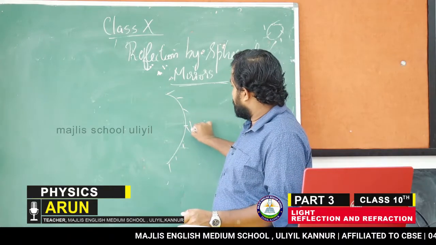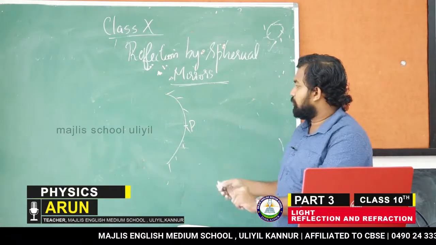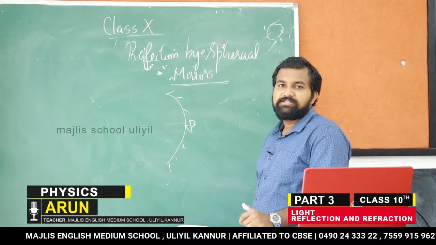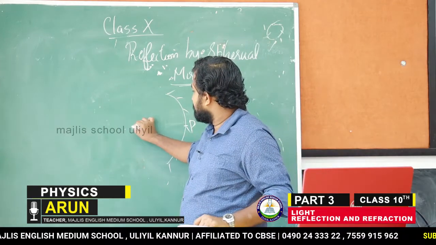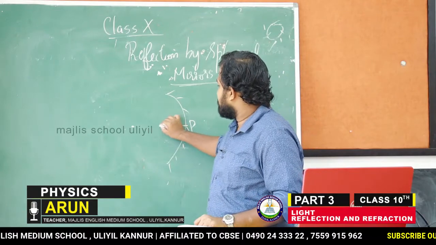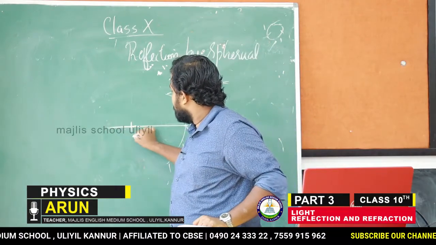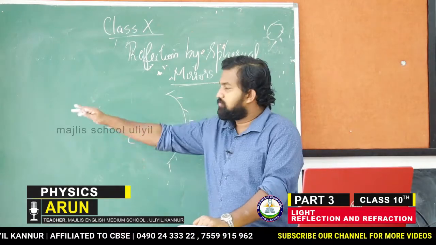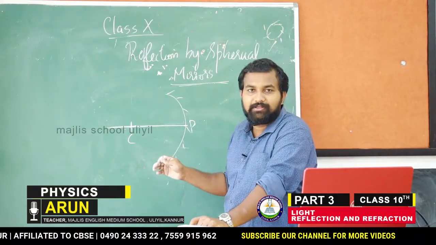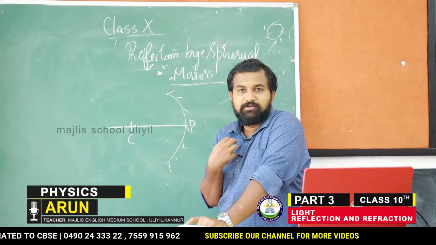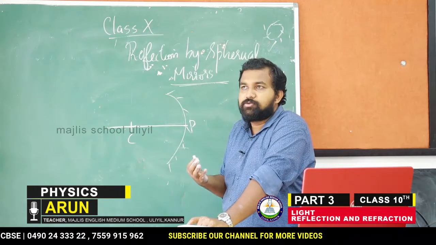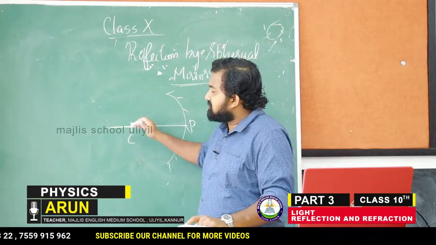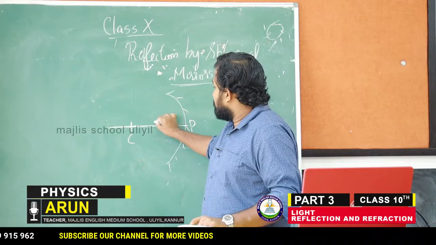So it has a pole. Along with me, you also draw a concave mirror in your notebook. It will have a center position, meaning the midpoint of the aperture is the pole. It will also have a center called the center of curvature, and an imaginary line will be drawn from the pole through the center of curvature. Don't think that there's a real line like that. It's an imaginary line for our calculations.